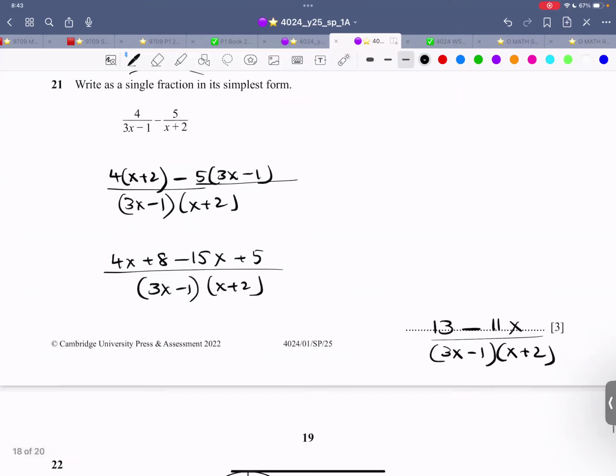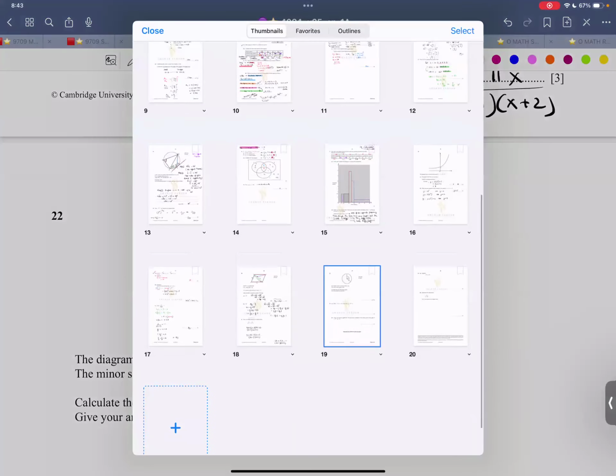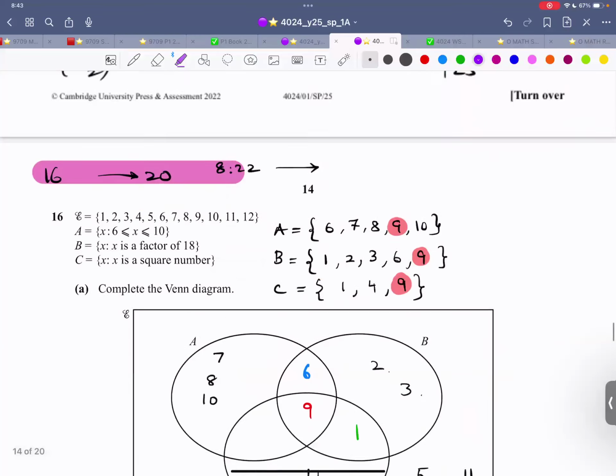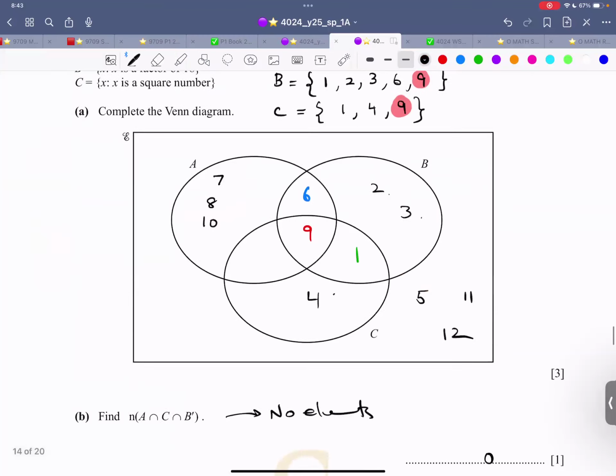No need to simplify the denominator. So now this is 8:43. Hold for a second. So now this is 8:22 till 8:43. So this is 8:43 up till question number 21.